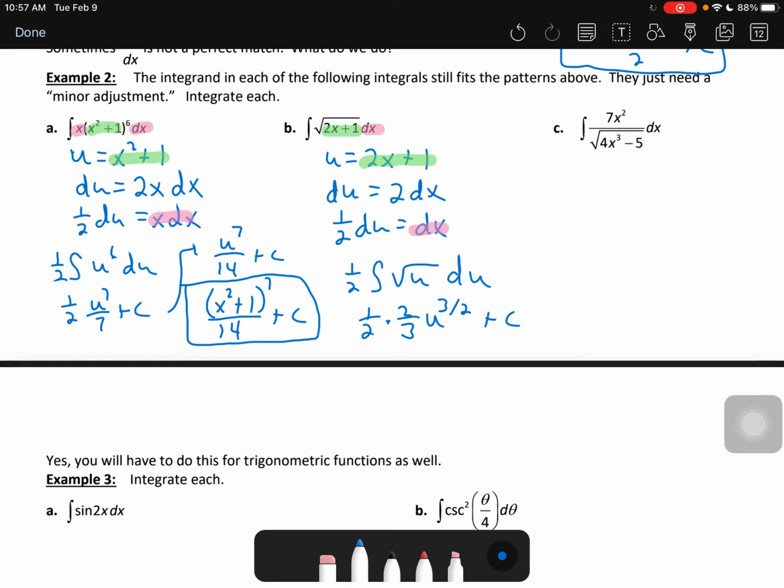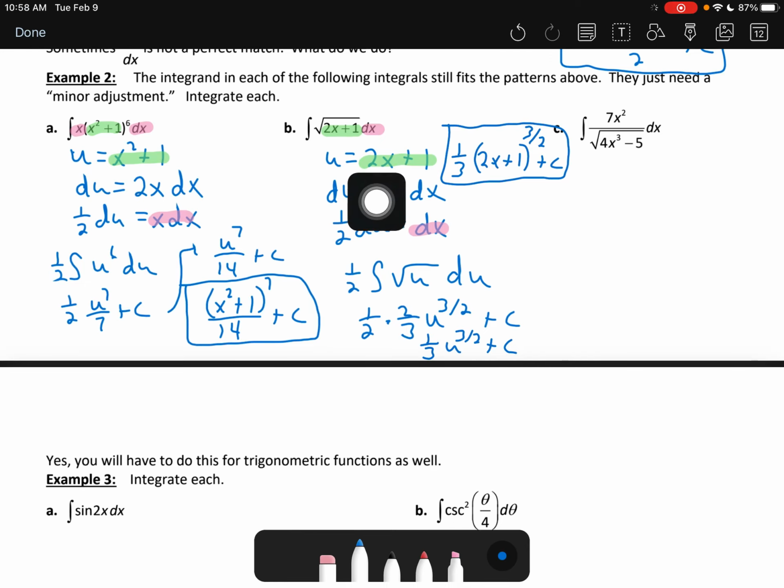Okay? And now I can simplify this a little bit, right? And so I get 2/6, or that would be 1/3 u to the 3/2. And now that I've got it to that point, I'm just going to replace my u with the 2x plus 1. I'm kind of running out of space. I'm going to go back up top here. So I've got 1/3 u, which now becomes 2x plus 1, and that is to the 3/2 power plus c.